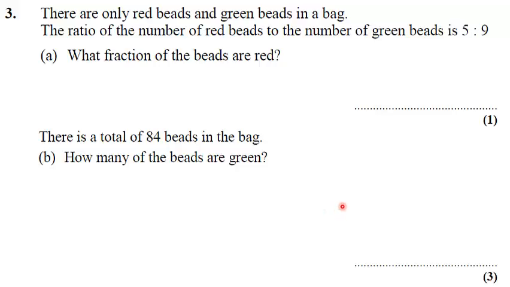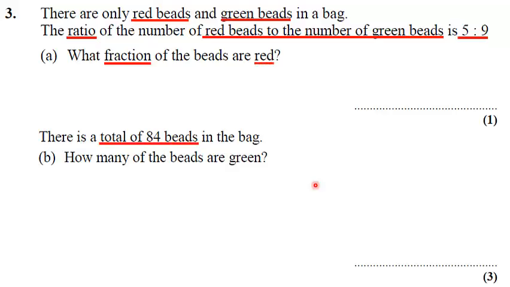Okay, this question says there are only red beads and green beads in a bag. The ratio of the number of red beads to the number of green beads is 5 to 9. First part of the question says what fraction of the beads are red? Okay, and then it goes on to say that there's a total of 84 beads in the bag. How many of them are green? So pretty straightforward, both parts of the question.